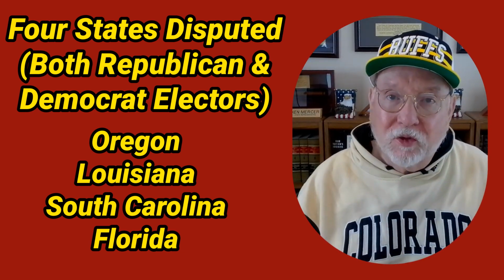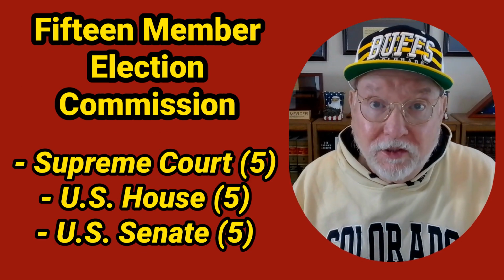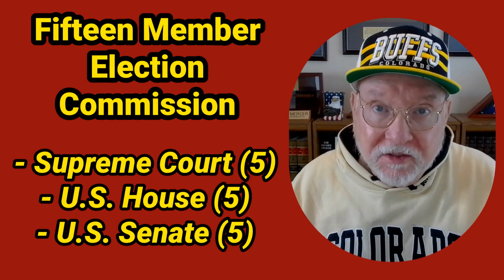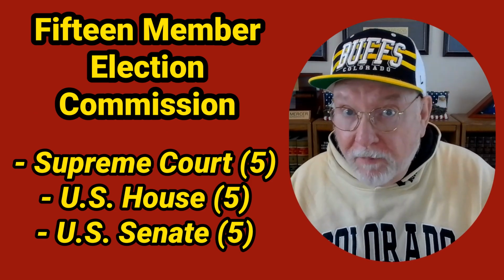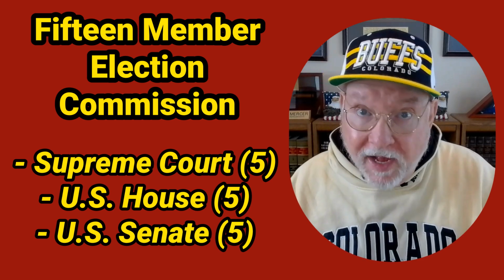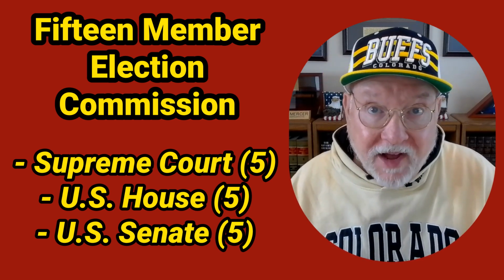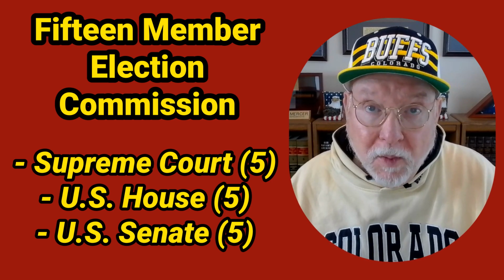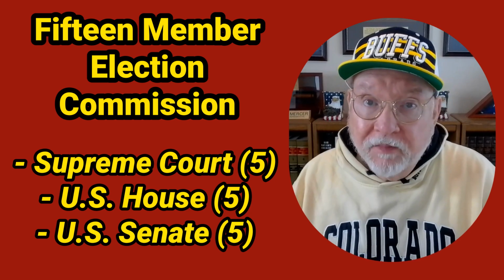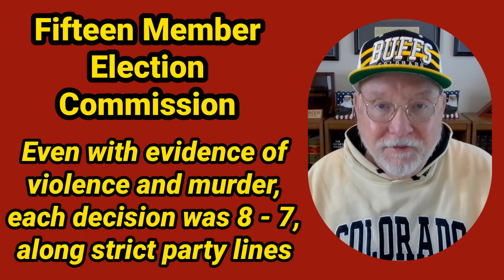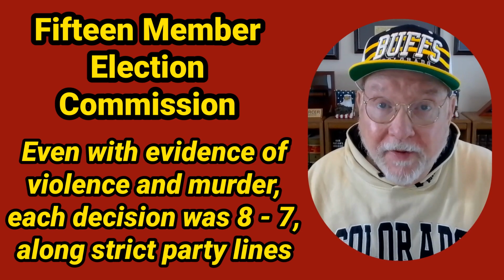But with these 4 states, Oregon, Louisiana, South Carolina, and Florida in contention, with different lists, Republican and Democrat, of who would be the electors, they had to set up a special election commission of 15 people: 5 members of the Supreme Court, 5 members of the House, controlled by Democrats, and 5 members of the Senate, controlled by Republicans.